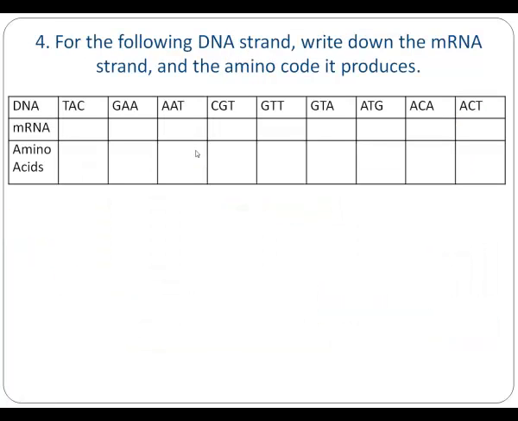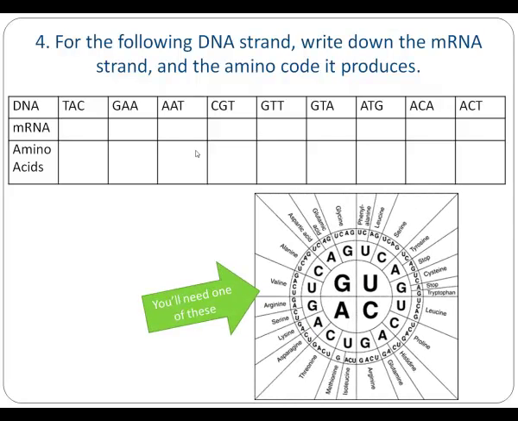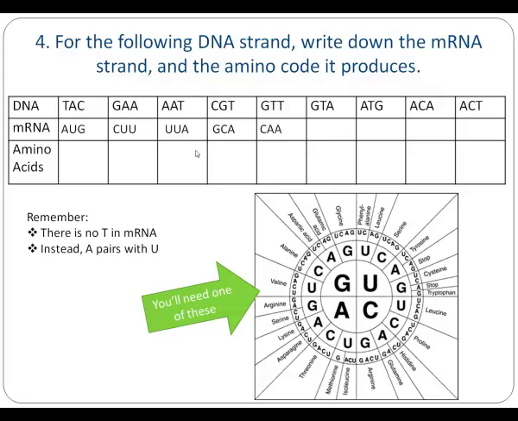For the following DNA strand, write down the mRNA strand and the amino acid code it produces. First you're going to need one of these charts here, and you're going to need to remember that there's no T in mRNA. Instead, A pairs with U. So for the mRNA code, TAC becomes AUG, so on and so forth. Just replacing the G's with C's, T becomes A and A becomes U, all the way to the end.